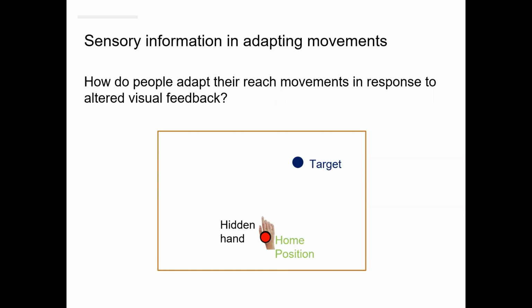I assume many of you might not be familiar with the paradigm, so let me give you the basic task. We have people reach to a target, shown here, with a cursor that represents their otherwise hidden hand. And what we do is we manipulate the cursor so that, in this case, it veers to the right of where the hand actually moves. And people are usually very good at adapting to this.